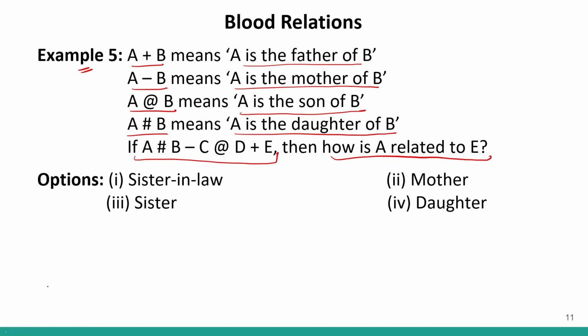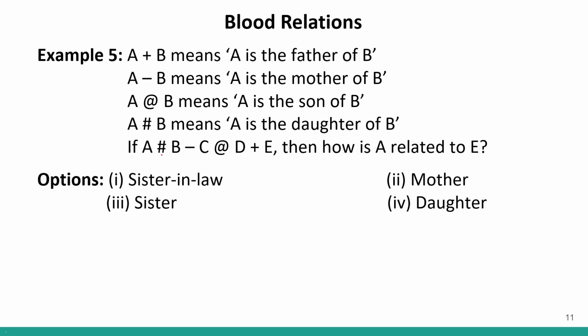So let us come to the question. A hashtag B means A is the daughter of B. So A's gender will be known, but B's gender is not known. B minus C means B is the mother of C. So B is female since B is the mother. And of C means A and C will be siblings. C's gender is not known.